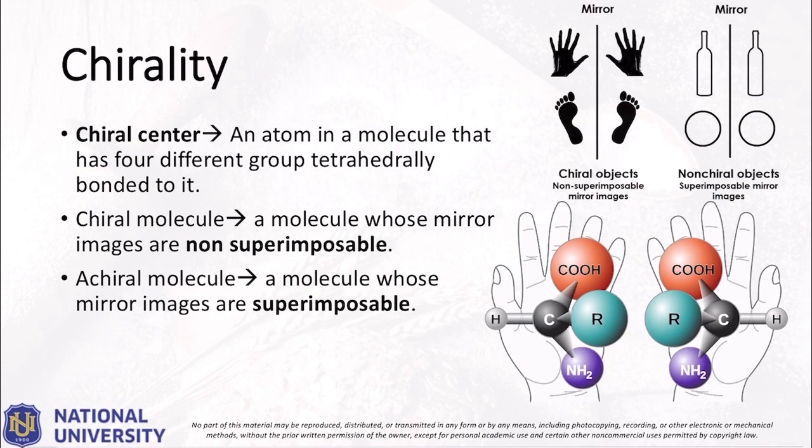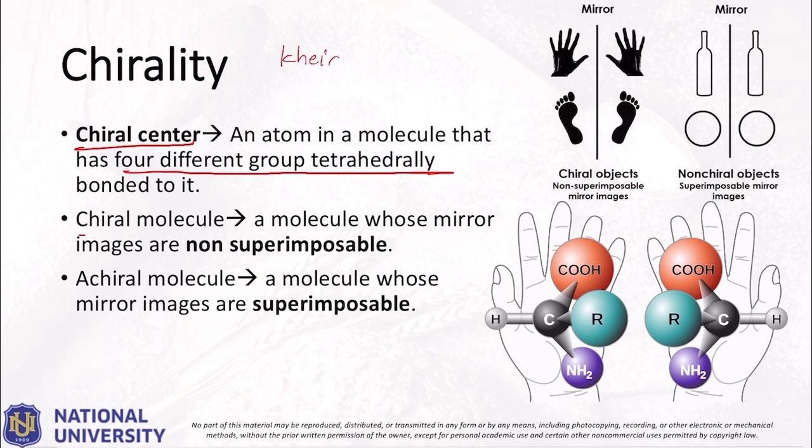The word chirality is derived from the Greek word chir, or chiral, which means hand. And again, hand refers to anything which cannot be identical to its own mirror image; it is distinguishable from its mirror image. We have what we call the chiral center, which is the atom in a molecule that has 4 different groups tetrahedrally bonded to it. In the next slide, we will be discussing the chiral center.